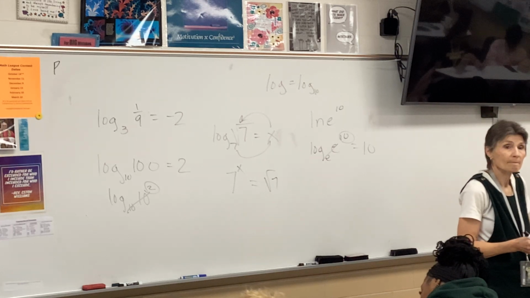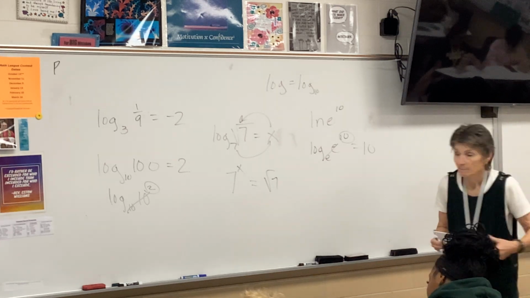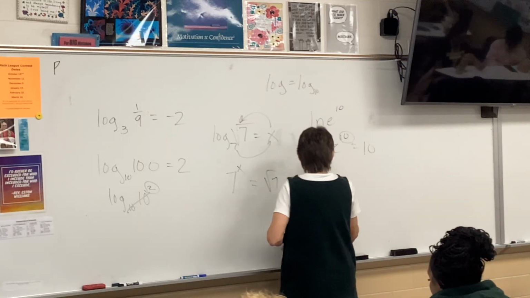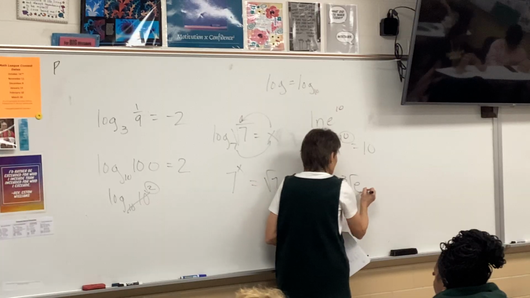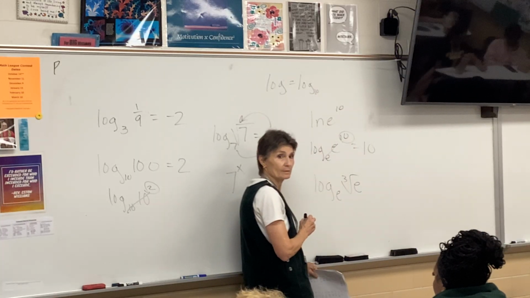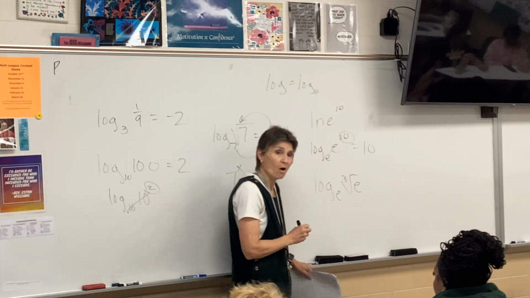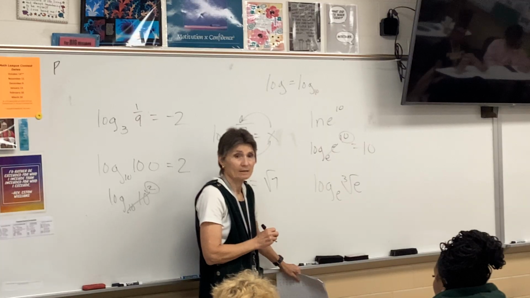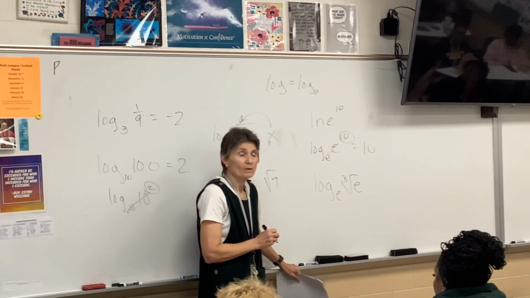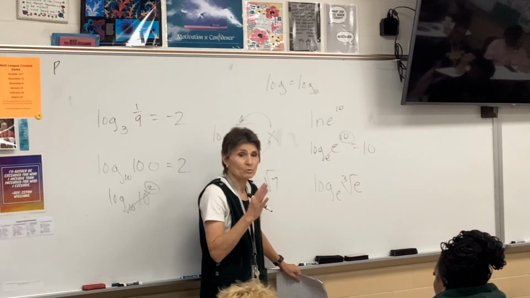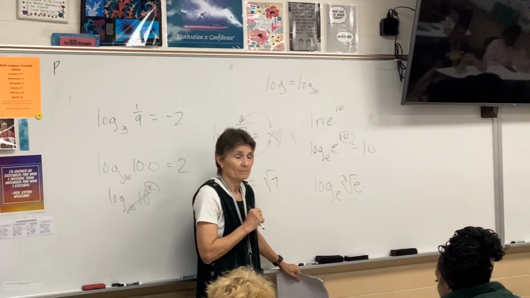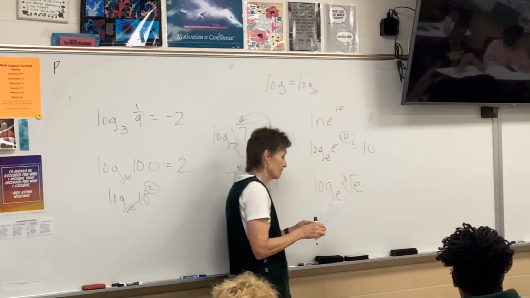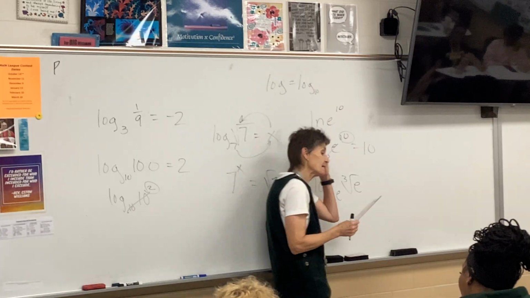Doesn't ln mean log? It means log base e. So it's log base e of the cube root of e. Isn't ln log base 10? No. I thought ln meant log, and if it's log, there's always a 10. ln is called a natural logarithm, but the base on it is e. All right, so 16 is 1/3.